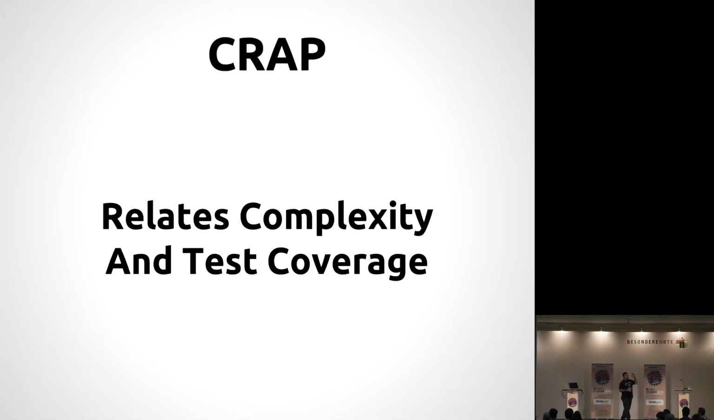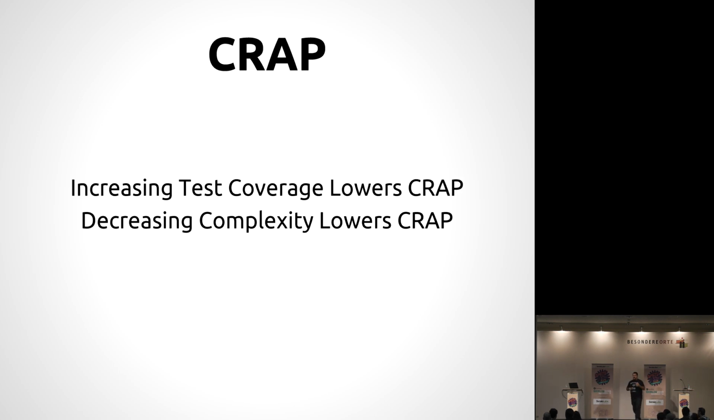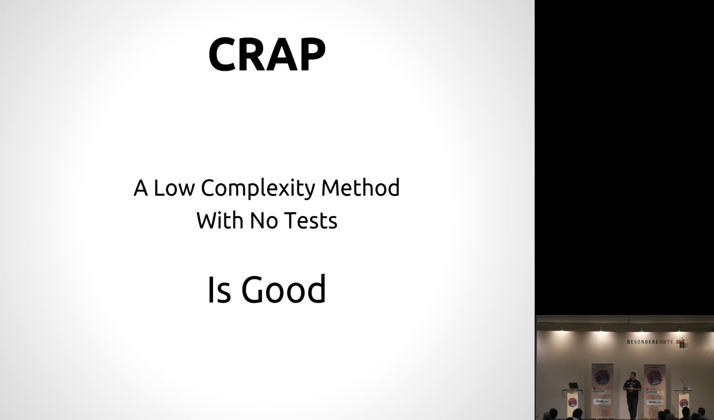CRAP relates complexity with test coverage. We take cyclomatic complexity, and we take our unit test coverage, and we put the two of them together into one number. Increasing our test coverage will lower our CRAP index. Decreasing our complexity will also lower our CRAP index. So, a low complexity method with no tests is good. I just said that something with no tests is good. That should be a shock, but okay.